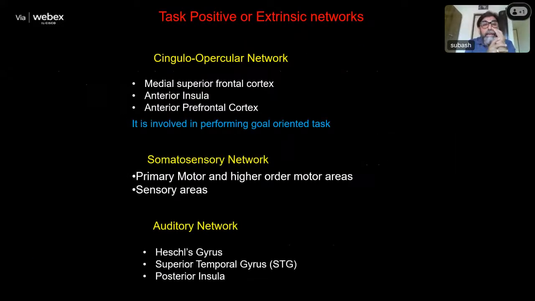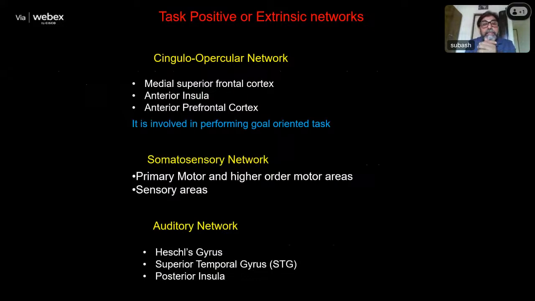Then there are more, and all these networks which I am discussing now are task positive networks. That means when you give a task to a person, there's an increase in activity. The DMN was a task negative network: when you give any task, the DMN gets deactivated. But all these networks get positively activated, so we call them task positive extrinsic networks.